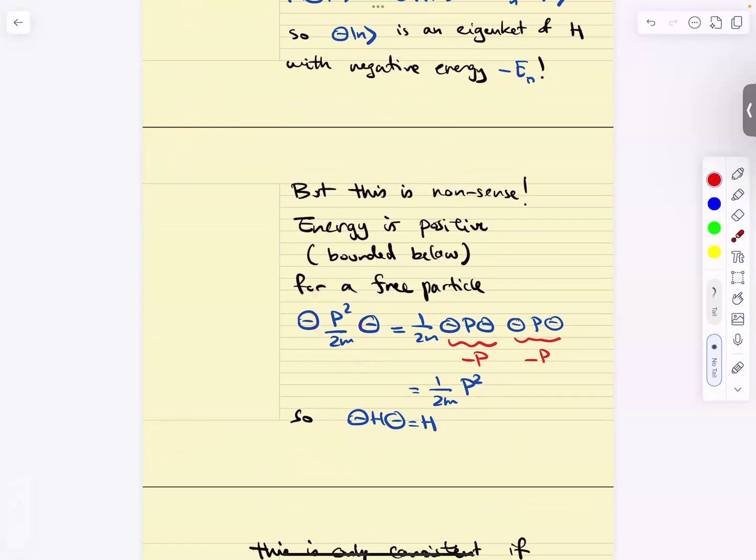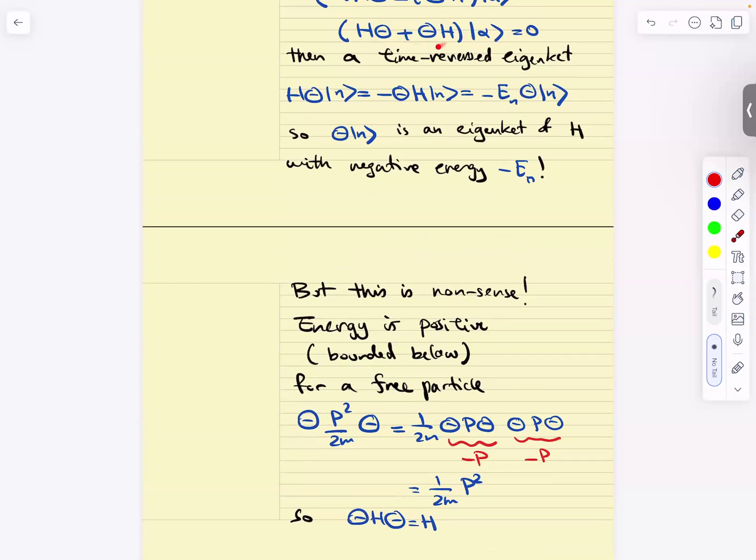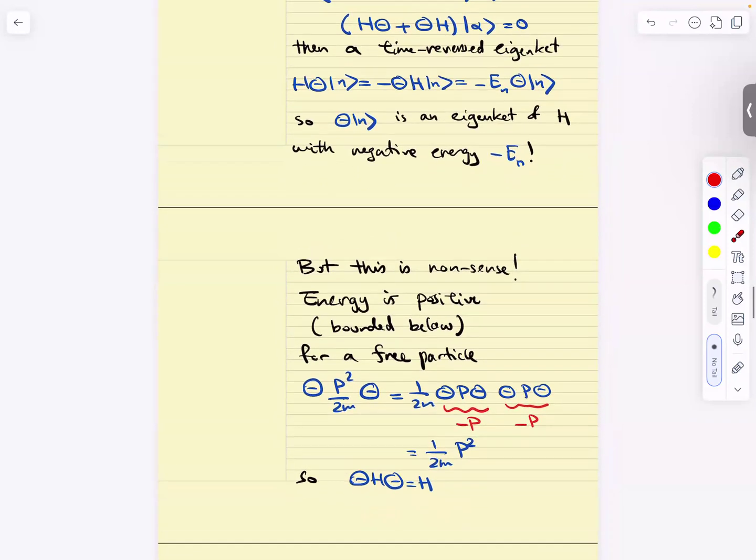As a matter of fact, consider a free particle, right? The Hamiltonian is p squared over 2m. So if you apply time reversal, each factor of p picks up a minus sign, but the total Hamiltonian will be unchanged, which means that theta and H commute, not anti-commute. Good. You also knew that had to be correct. We said symmetry has to do with things that commute with the Hamiltonian, right? All right, questions?